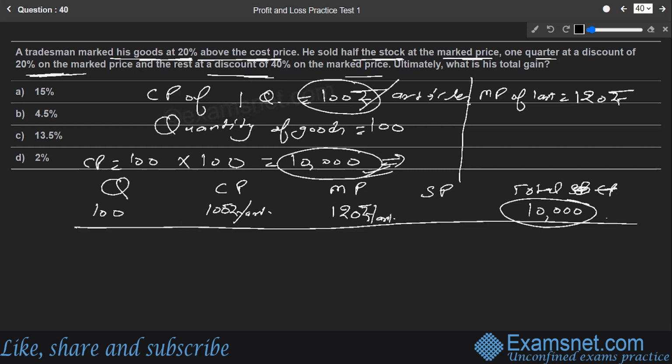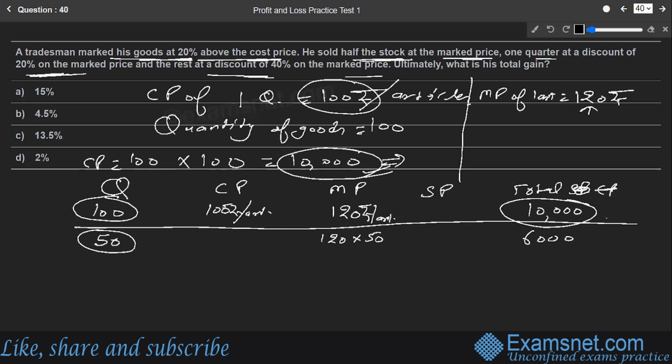Now the selling price is calculated part by part. In the first part, he says he sold half the stock. If there are 100 articles in total, half the stock means 50 articles. They say 50 articles are sold at the mark price only. If the mark price of one article was 120, then the mark price of 50 articles will be 120 into 50, which is nothing but 6,000 rupees.